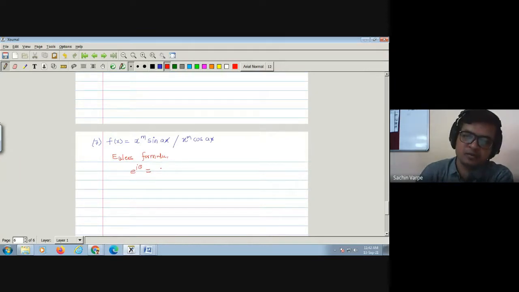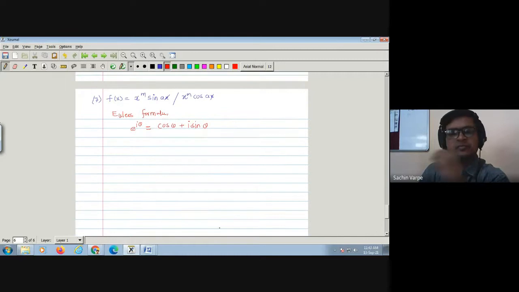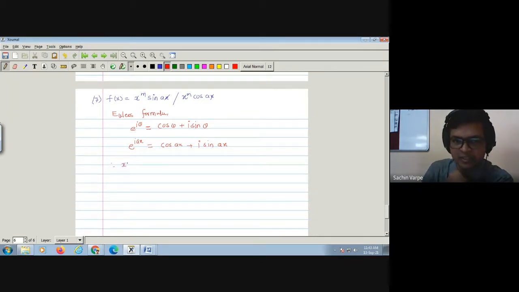Okay, that is Euler's formula. e to the power i theta is cos theta plus i sin theta. So here, instead of theta, if I take ax, then e to the power i ax is cos ax plus i sin ax, right? Let us multiply both sides by x raised to m. Therefore, x raised to m e to the power i ax is x raised to m cos ax plus i into x raised to m sin ax.